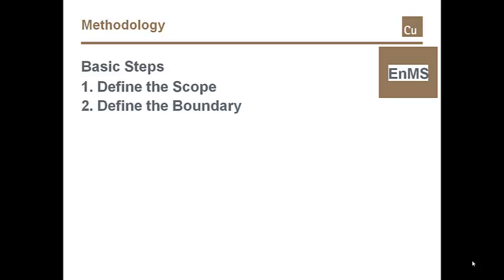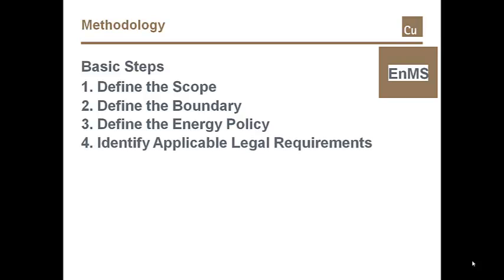Define the boundary, that is, a process, one or more buildings, an entire site, or an entire organization for which energy use is to be considered. Normally, top management does this. Define the energy policy of the energy management system. Normally, top management does this. Identify applicable legal requirements and other requirements. These are public commitments of the organization that may affect or be affected by the energy management system.